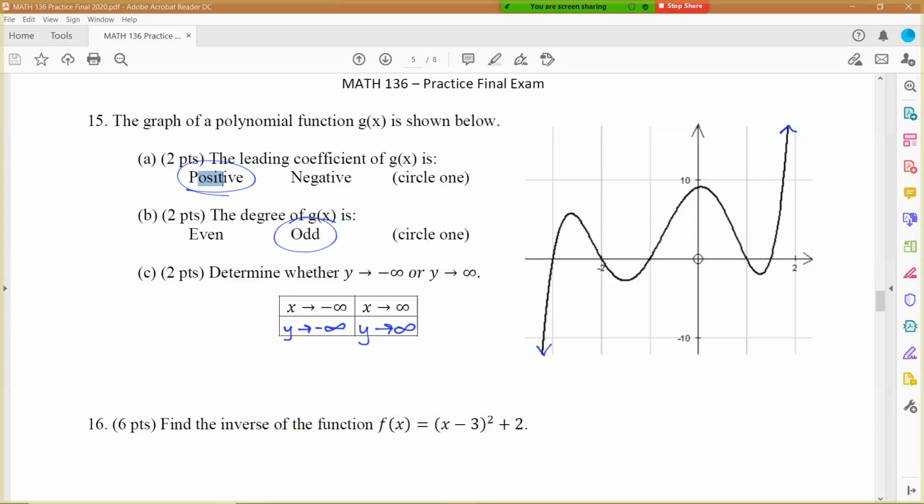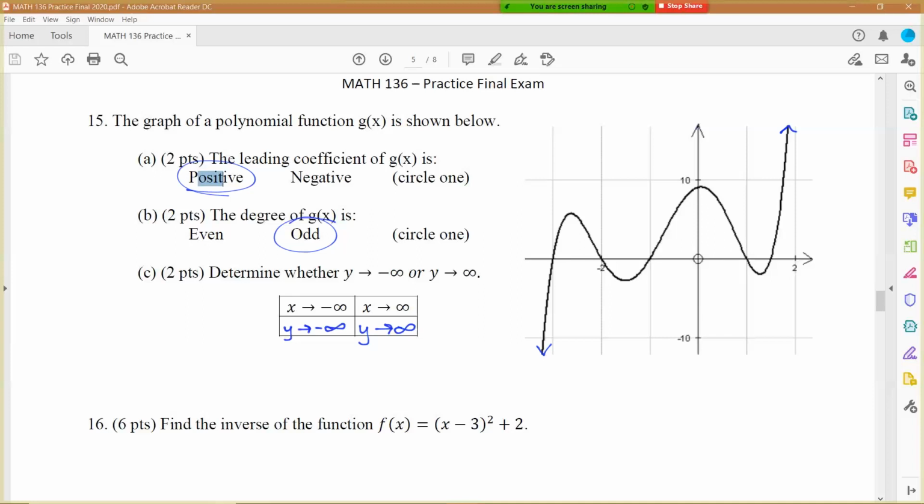So there's a chance on your test that you might write the same thing here. If it's even, you'll write the same thing down here twice, because they both go up or they both go down. So leading coefficient, if it's positive, it'll go up to the right. If it's negative, it'll go down to the right. The degree means, do your arrows go the same direction? If they're even, they both go the same direction, either up or down. If it's odd, you have one going up, one going down, doesn't matter which one's where.